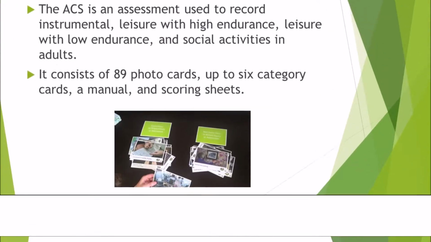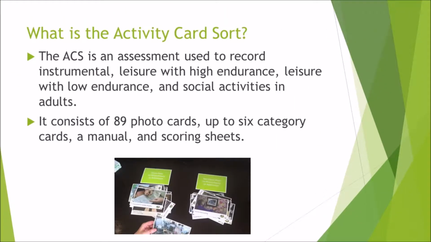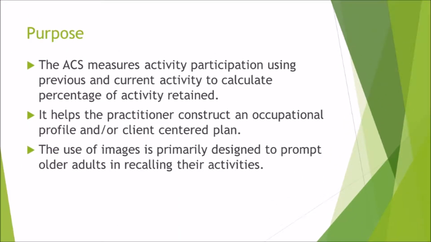The activity card sort is an assessment used to record instrumental, leisure with high endurance, leisure with low endurance, and social activities in adults. It consists of 89 photo cards, up to 6 category cards, a manual, and scoring sheets. The ACS measures activity participation using previous and current activity to calculate percentage of activity retained. It helps the practitioner construct an occupational profile and/or client-centered plan.